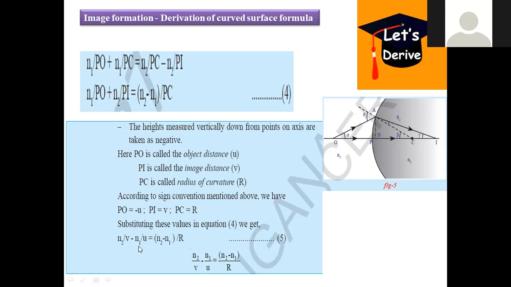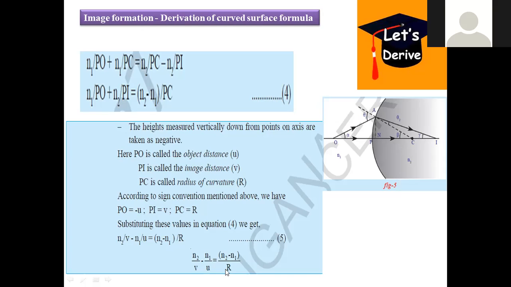So N2 by V minus N1 by U is equal to N2 minus N1 by PC. PC is equal to R, the radius of curvature, so it can be replaced with R. Then N2 by V minus N1 by U is equal to N2 minus N1 by R. This is the finalized, concise equation, equation number 5. I'm going to repeat one more time: N2 by V minus N1 by U is equal to N2 minus N1 by R.